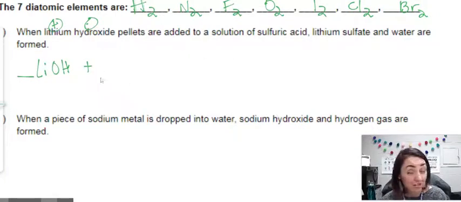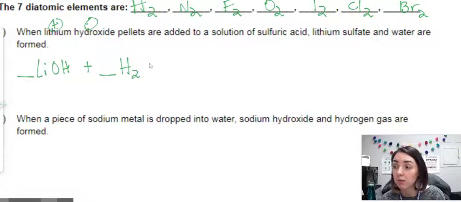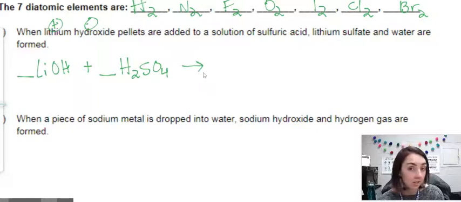All right, so since you're watching this tutorial, I'm going to tell you sulfuric acid is H2SO4. So we will learn to name acids. You'll be able to get that, but if you don't know how to name acids yet, H2SO4. Just take that one from me. It says lithium sulfate and water are formed. So they're on the other side of that yield sign.